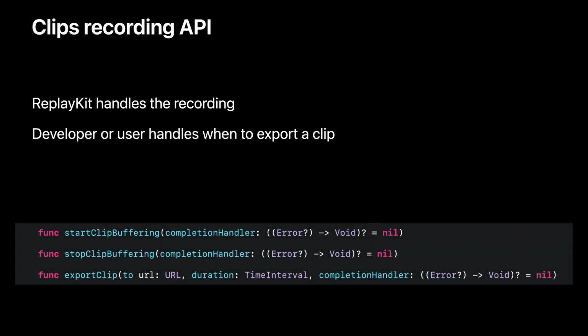And that's it. With these three APIs, you can now add clips recording in your application. You'll have direct access to the clips in the specified URL, so you can build your own in-app experiences.